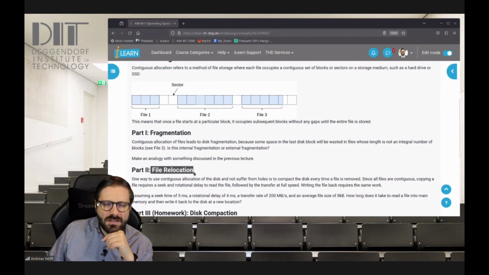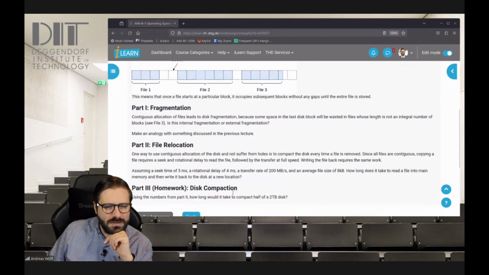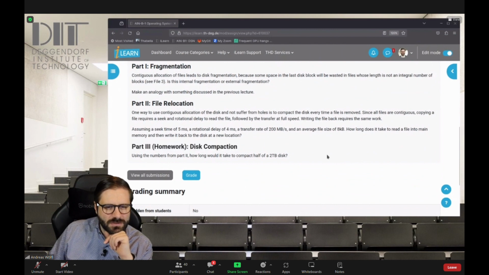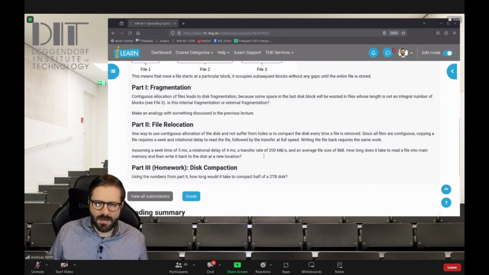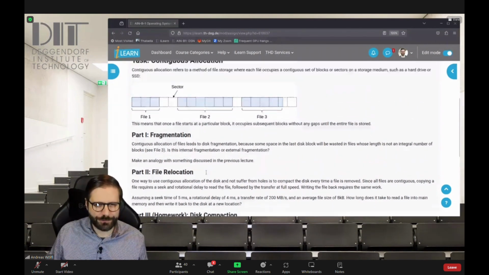File relocation is an extension to this type of task where you ask how long it takes to relocate a file. But this is basically just twice the time to access the file. So let's skip file relocation and disk compaction. You can do this as an exercise for the exam at home. And if you have any questions, please let me know.